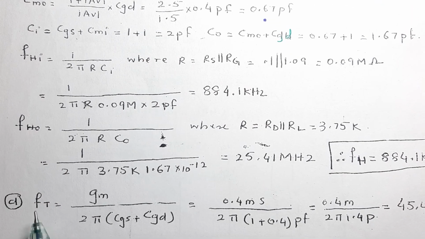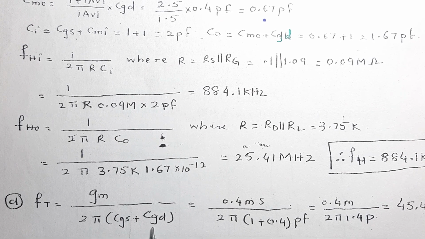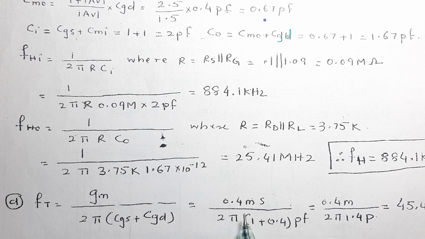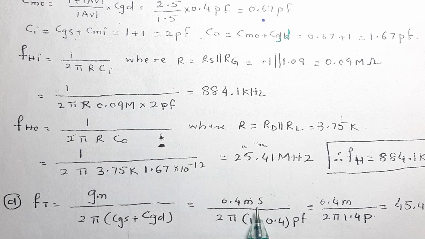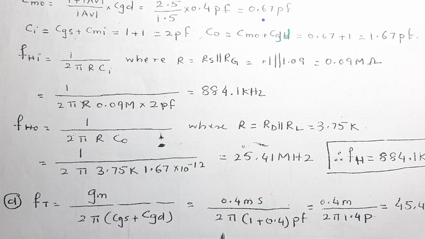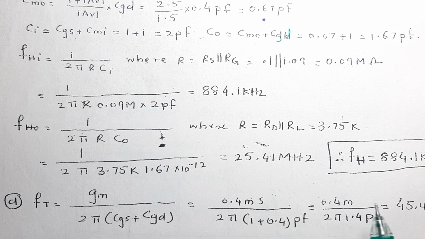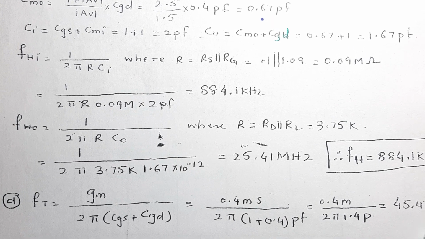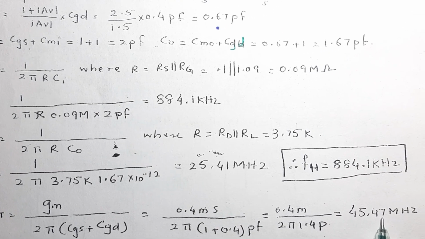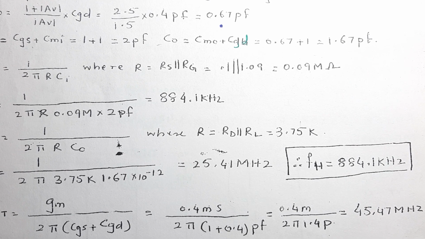Now the formula for FT is given as Gm upon 2 pi into CGS plus CGD. So it is 0.4 millisiemens upon 2 pi into 1 plus 0.4 picofarad, which is equal to 45.47 megahertz over here. So this was all for the numericals.